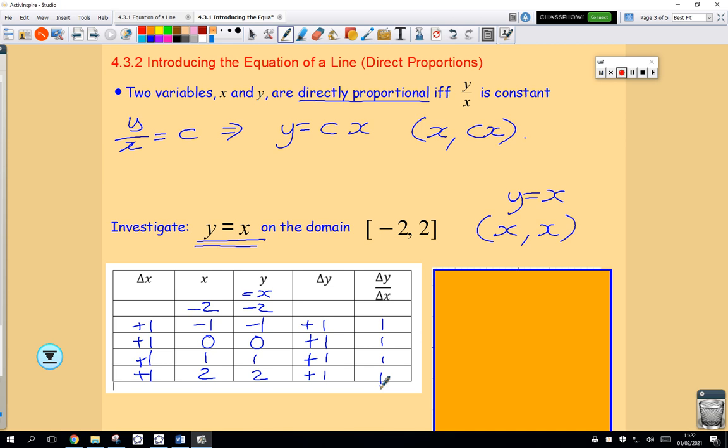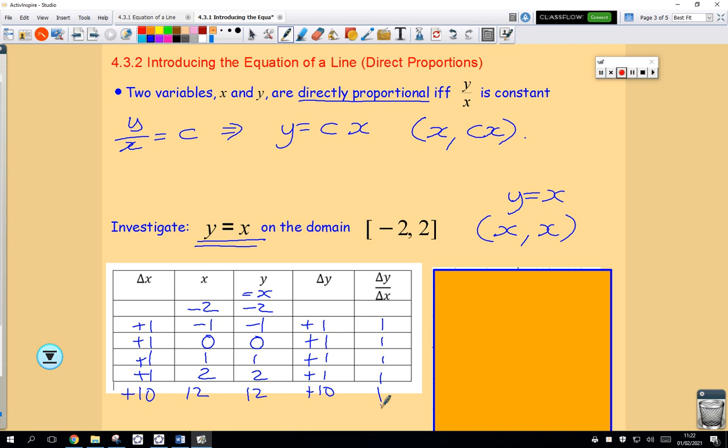And even if I threw in something right at the end, like a sudden increase of 10, so my x-coordinate would go to 12, my y-coordinate, remember, has to be the same as my x-coordinate, which would be 12. Again, that would give me a change in my y-coordinate of 10. The change in y divided by the change in x would still be 1 over that interval.